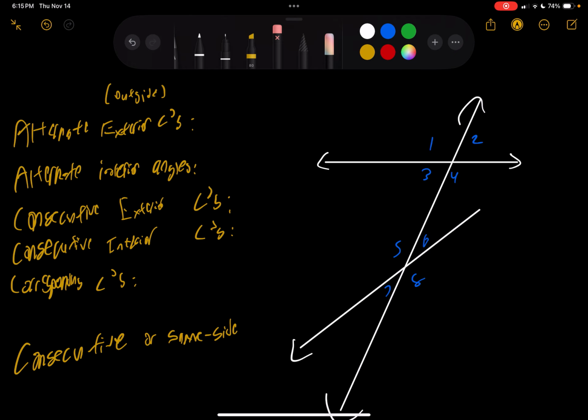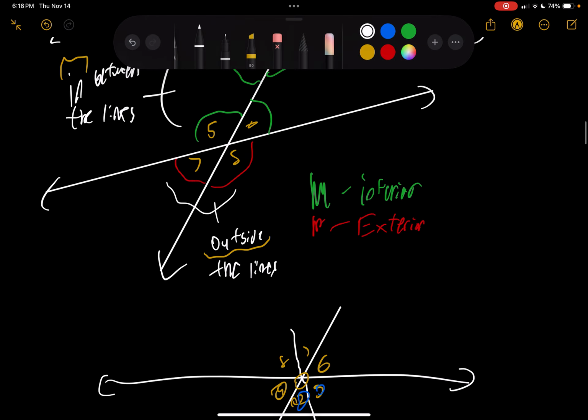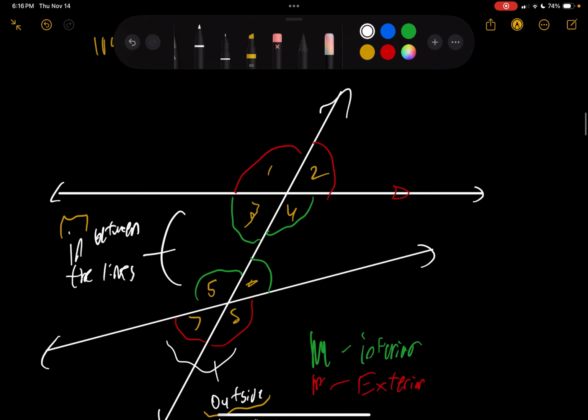So first, let's talk about the basis of all of this: the difference between exterior and interior angles, right here.